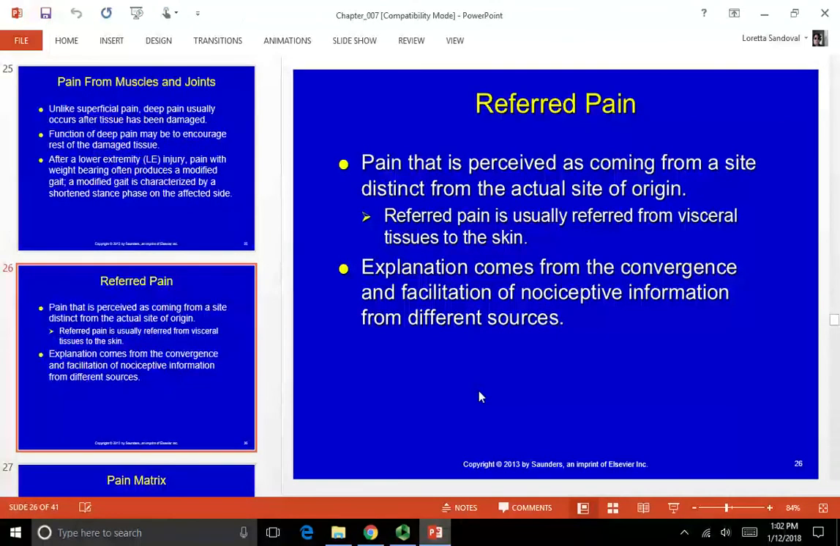So referred pain is pain that's perceived as coming from a site distinct from the actual site of origin, usually referred from visceral tissues to the skin. And the idea is that the convergence and facilitation of nociceptive information from different sources.